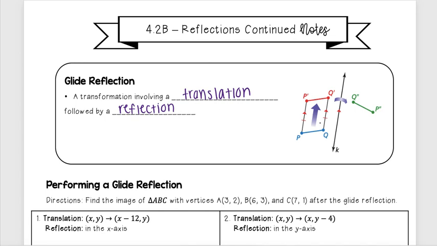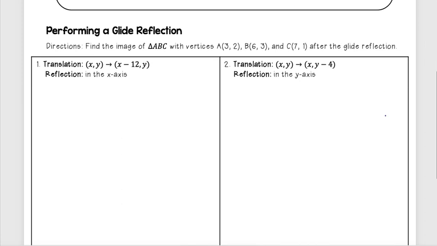And so what that looks like is if I'm starting here with my original PQ, I'm going to translate it, so I'm going to move it up or down or so, and then after that I'm going to reflect it across my line of reflection. And so I see I have two transformations that happen. I'm going to move it, and then I'm going to reflect it. So let's go ahead and practice this.